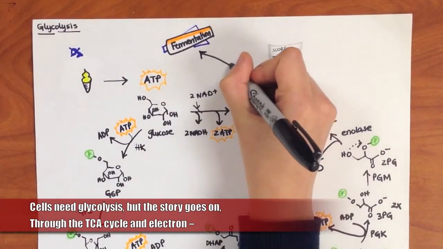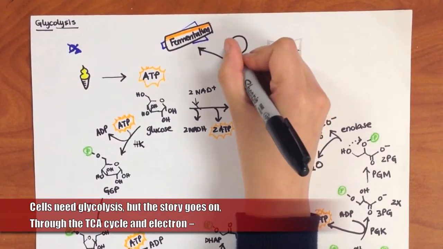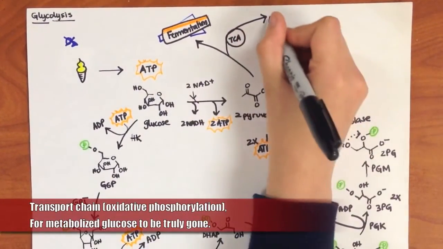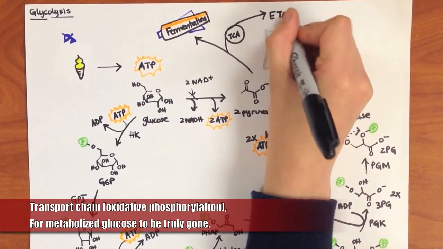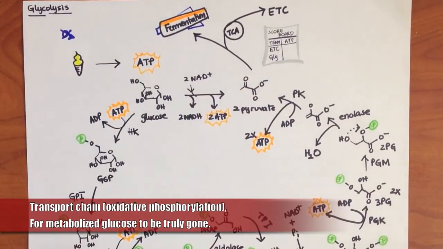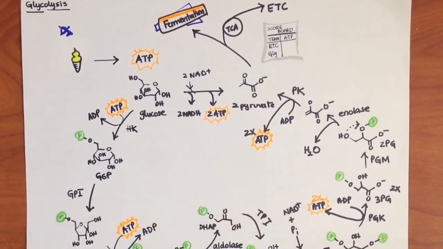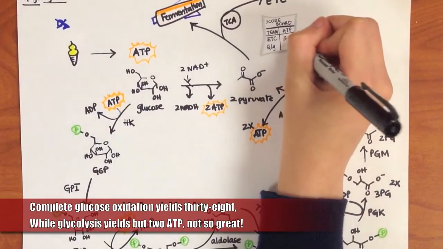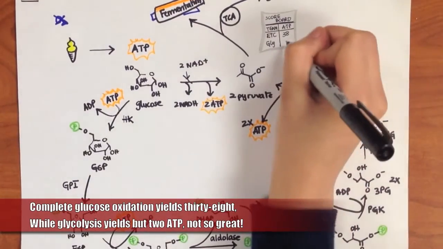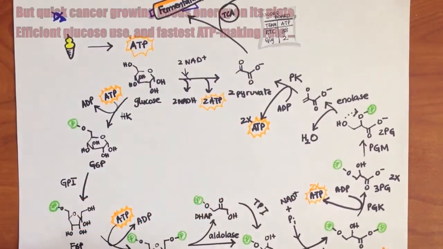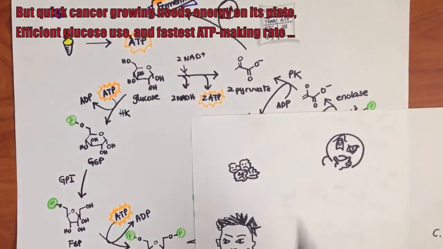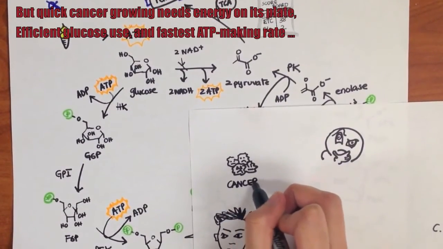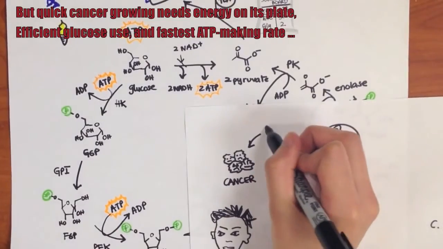Cells need glycolysis, but the story goes on. Through the TCA cycle and electron transport chain, oxidative phosphorylation, for metabolized glucose to be truly gone. While complete glucose oxidation yields 38, glycolysis yields but 2 ATP, not so great. But quick cancer growing needs energy on its plate, efficient glucose use, and fastest ATP making rate.